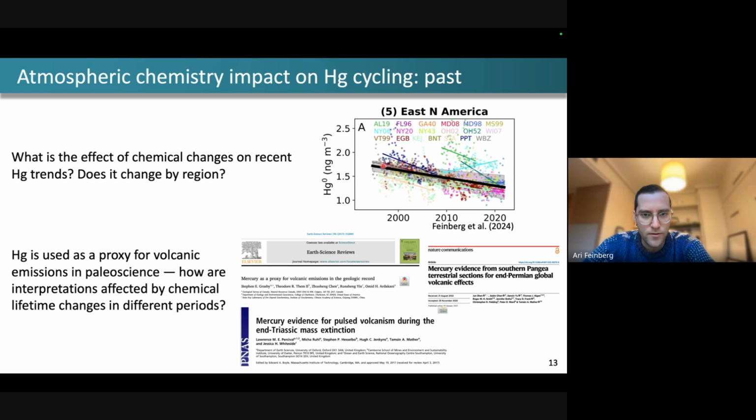And it doesn't really match well with how we think emissions are changing. And so I wonder how much chemistry has played a role in these recent changes in the elemental mercury concentrations in air. And as well, on a wider timescale, thinking about past periods, mercury is often used as a proxy for volcanic emissions from sediment cores. But we know that the atmospheric composition in these periods is quite different. And so thinking about how mercury transport in the atmosphere could have changed in these different periods will be important for interpreting these records.